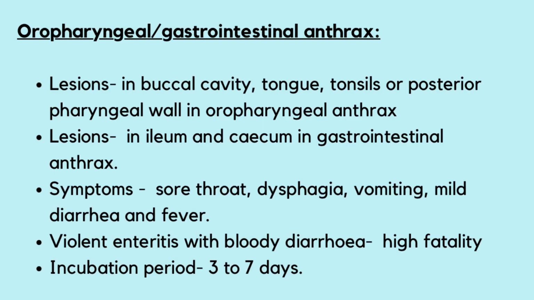Oropharyngeal or gastrointestinal anthrax. Oropharyngeal refers to the part of the throat that includes both the oral cavity, that is our mouth, and the pharynx. Gastrointestinal system, it is our digestive system, right? In case of oropharyngeal anthrax, lesions are seen in the buccal cavity, tongue, tonsils or posterior pharyngeal wall. And in case of gastrointestinal anthrax, lesions are mostly seen in the ileum and cecum.